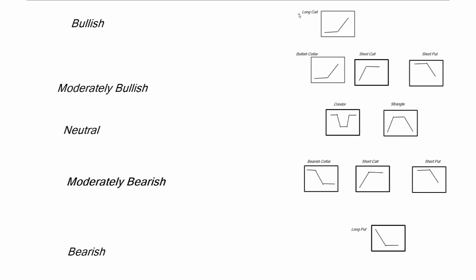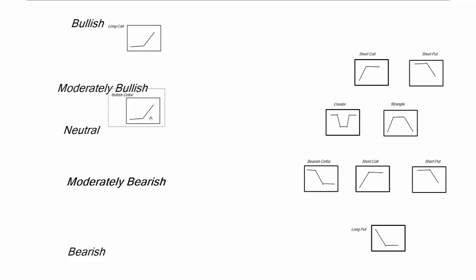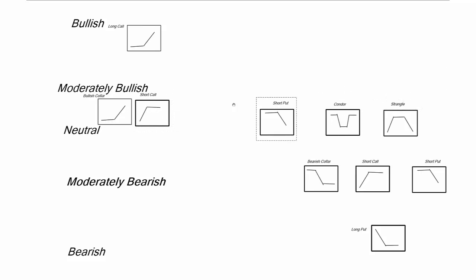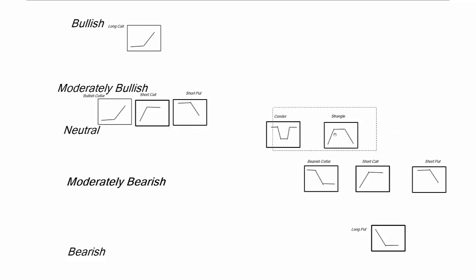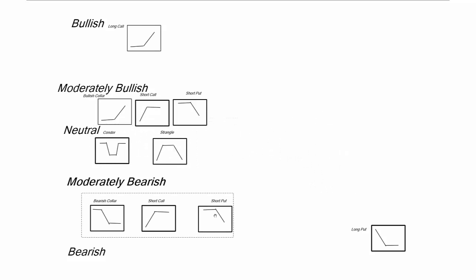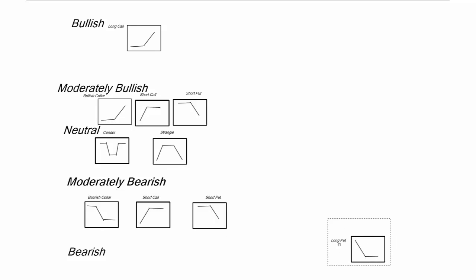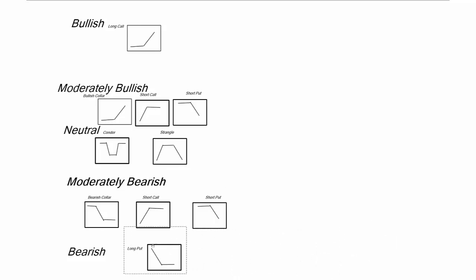There is a long history of long-only investing. Long-only bets are not nuanced, whereas with options one can express a view that is bullish with calls, moderately bullish with bull callers, short puts, or short calls, neutral with condors or strangles, moderately bearish with bear calls, short puts, and short calls, or bearish with puts.